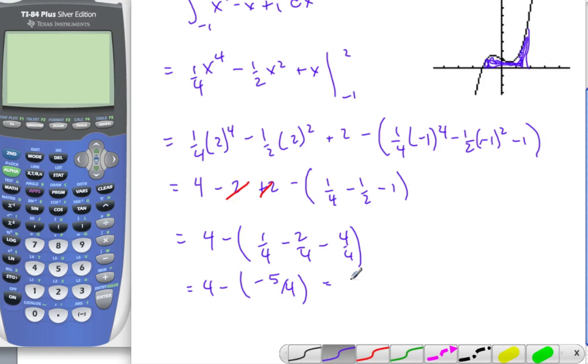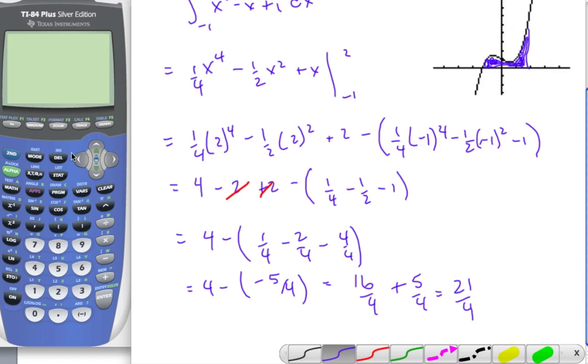Which is going to be, changing this to fourths, I get 16/4. Those two minuses become a plus, 5/4. Lots of fraction practice here. It is 21 over 4 is our area underneath here. So we could say 5 1/4 if we wanted to, or we could leave it as 21 fourths, and that's the area under the curve.